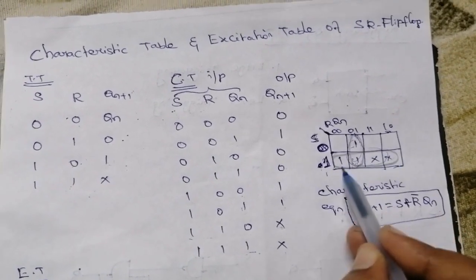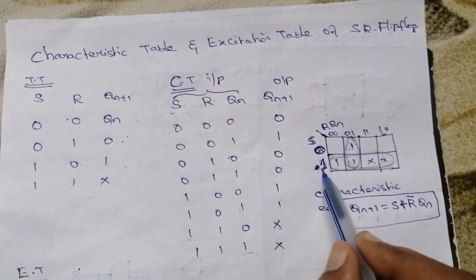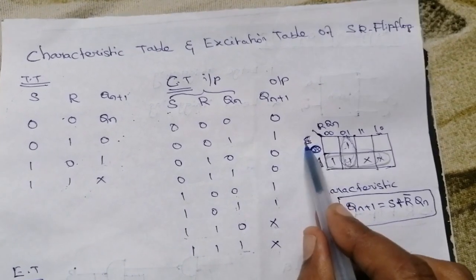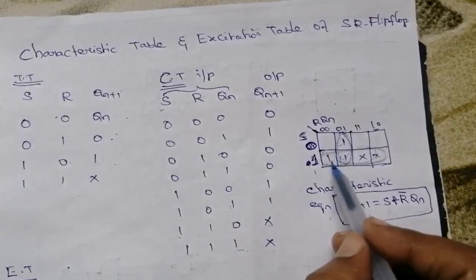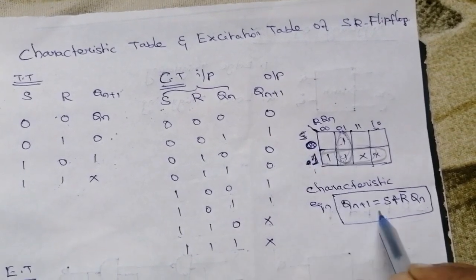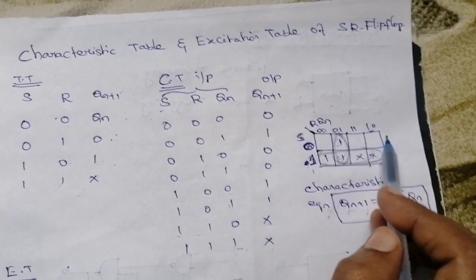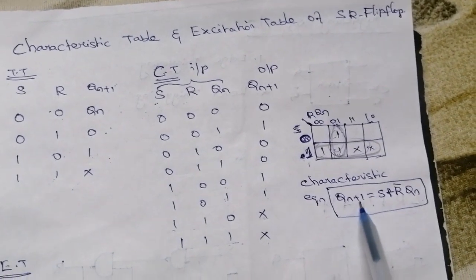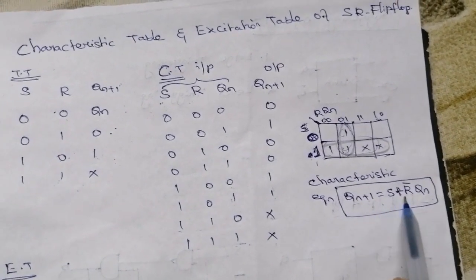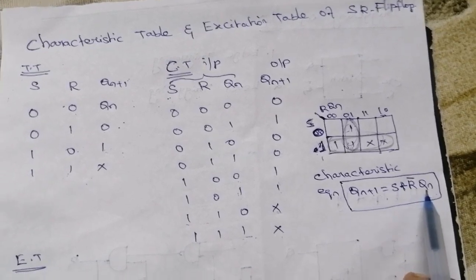And the second grouping, we have the column as 1, which is S, and row wise 1, which is S, and column wise it has the 4 columns, which cancel each other. So the characteristic equation is Qn plus 1 equals S plus R bar Qn, right?